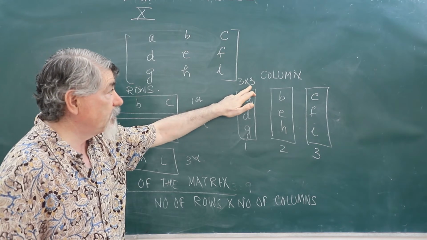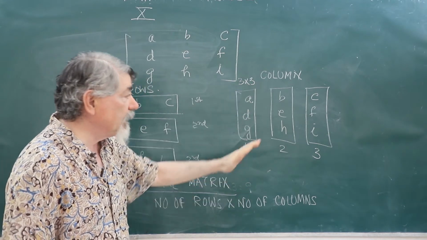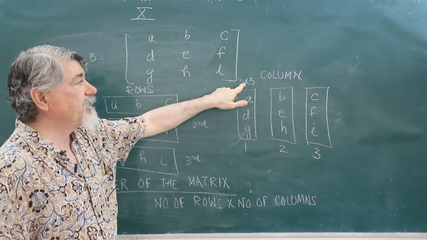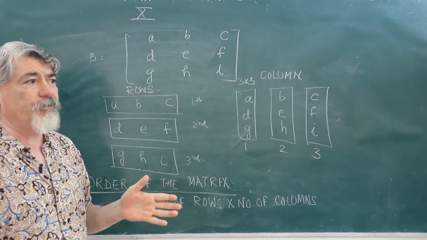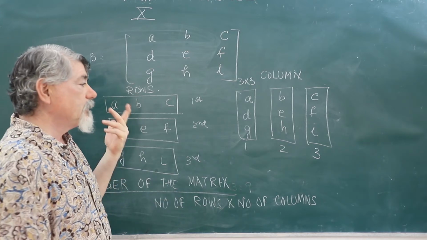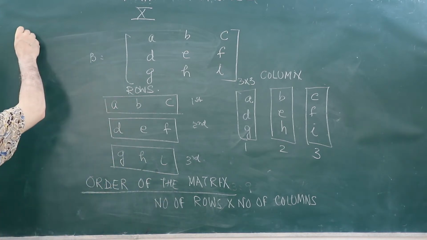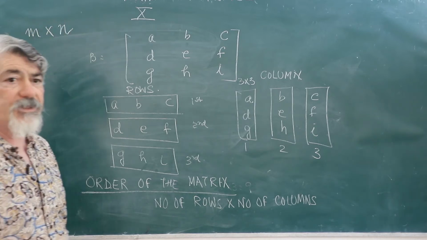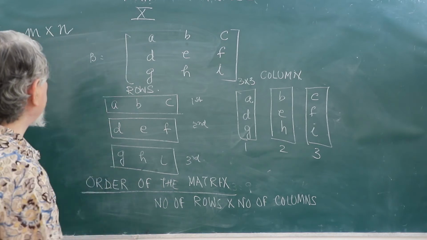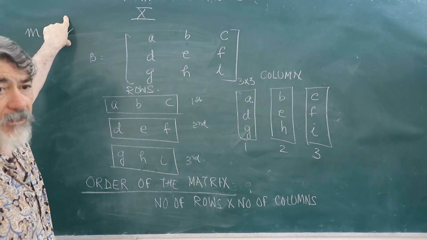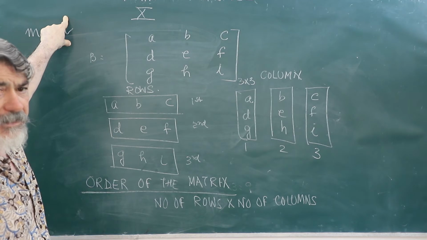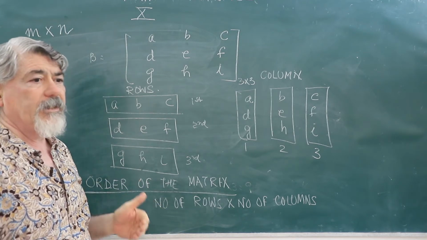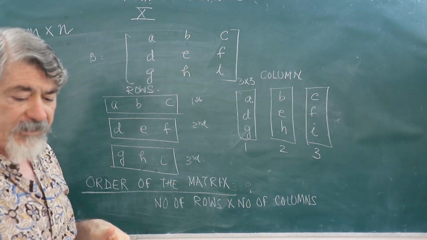3 into 3, which is 9, will give you the number of elements in the matrix. But the order of the matrix will be 3 into 3, which will clearly give you the number of rows into number of columns. Suppose a matrix is of the order m into n. That means it has got m rows and n columns. And if we multiply m into n, we get the total number of elements in the matrix.